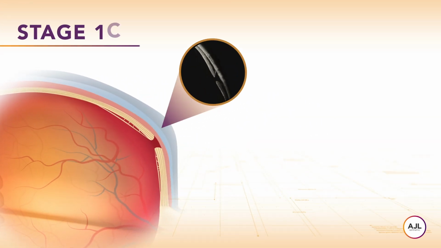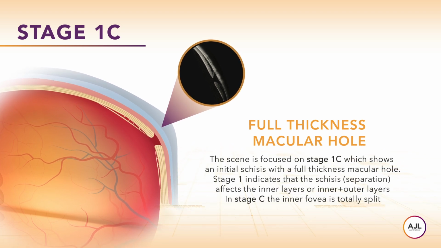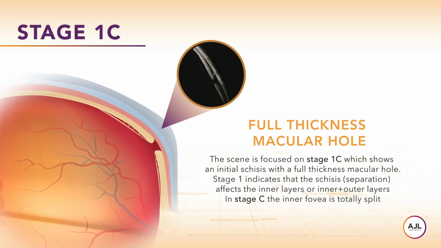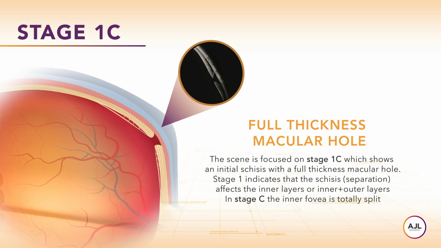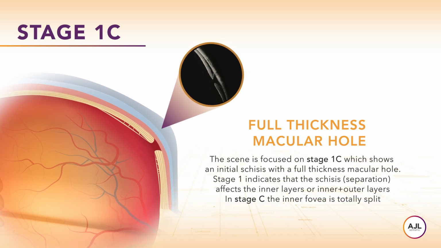The scene is focused on stage 1C, which shows an initial schisis with a full thickness macular hole. Stage 1 indicates that the schisis affects the inner layers or inner and outer layers. In stage C, the inner fovea is totally split.